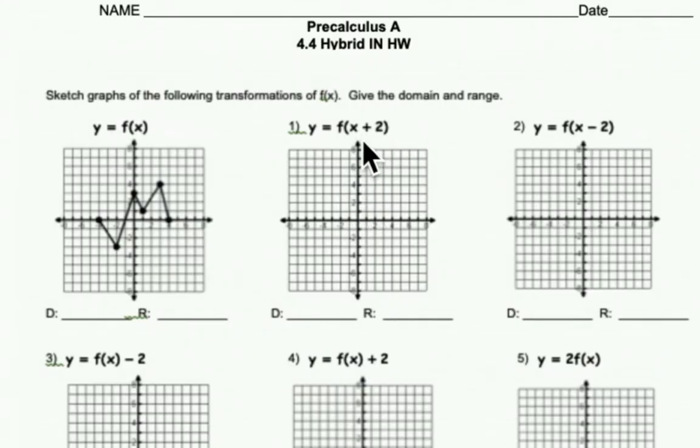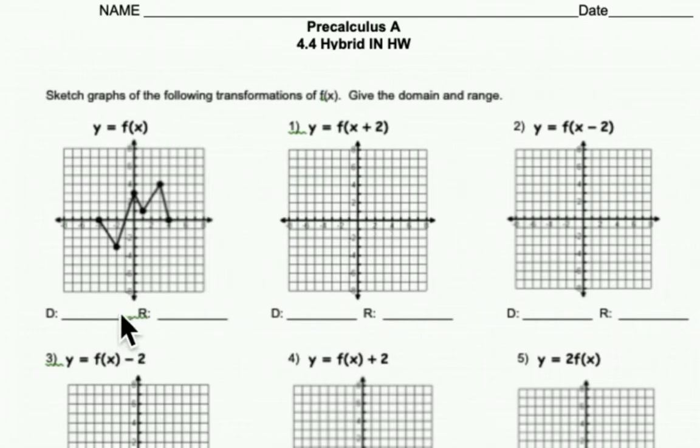Instead of shifting all the x coordinates left and right, and it looks like you might shift it right 2, it's actually going to move everything back 2 units. So for this particular problem, I want to shift this graph back 2 units. The y coordinates stay exactly the same, so the range of this function is going to be the same as the range of this function.